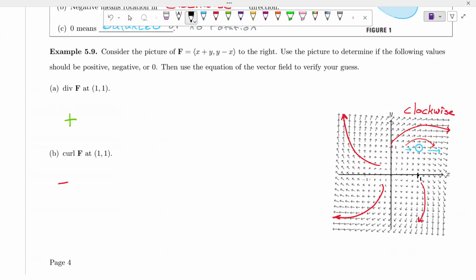Starting with the divergence, because again, I think it's the easy one. Divergence of f. I just need partial x plus partial y. Partial x is 1. Partial y is 1. I get 2. Right, because remember, we'll be taking those partials in order. Now, the curl.